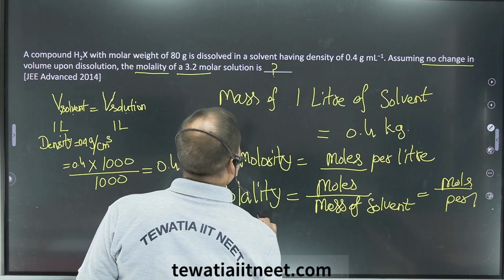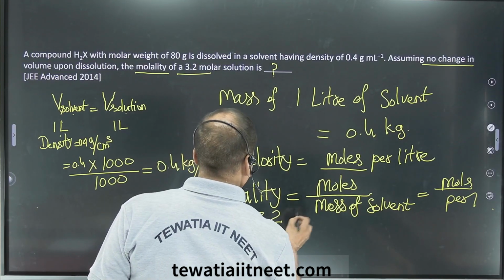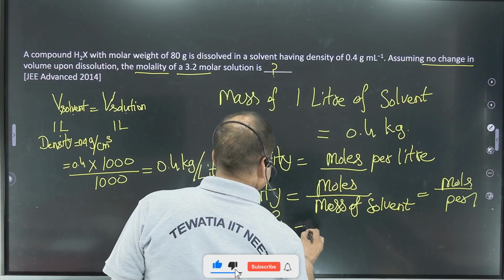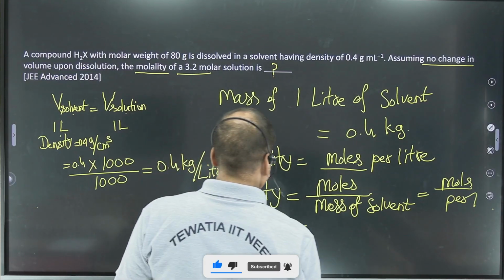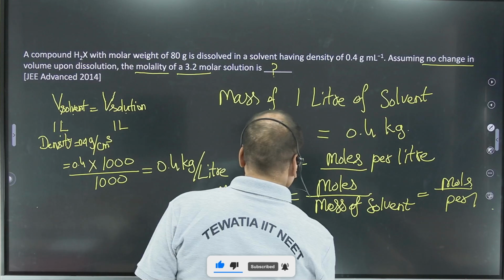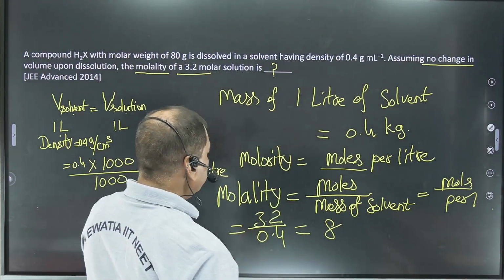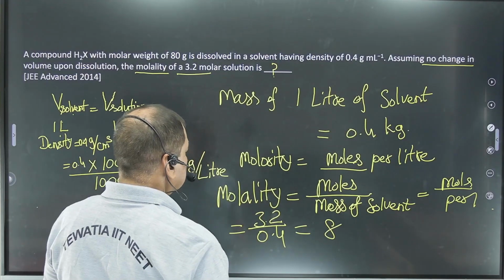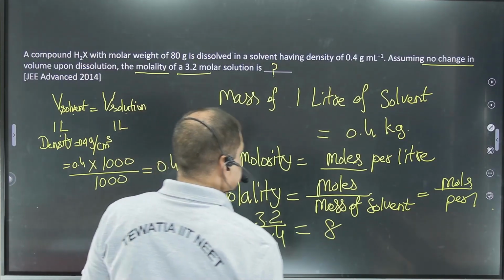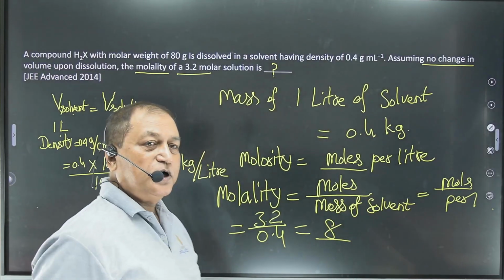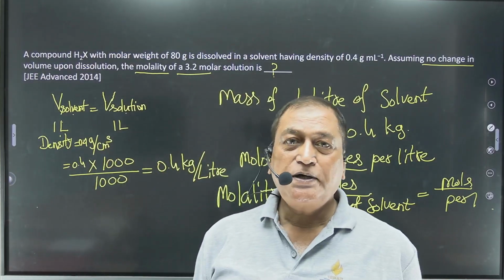So 3.2 moles in 0.4 kg, that means divide 3.2 by 0.4. That gives you 8. So the molality of the solution is 8. That's all.